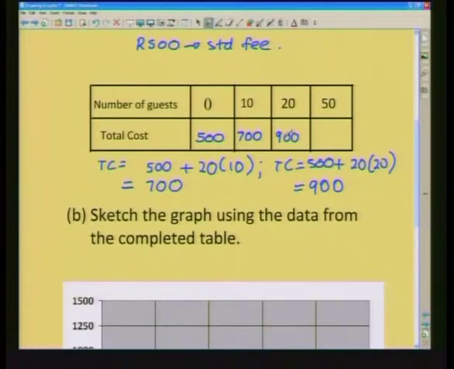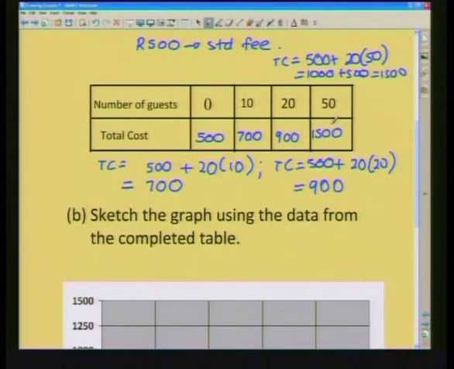Finally, if there are 50 guests, we do exactly the same thing. 500 plus 20 times 50. So that will give me 500 plus 20 times 50 is 1,000. So that will give me 1,500 Rand. So Alice would pay 1,500 Rand for this hall if she's going to get 50 guests attending.